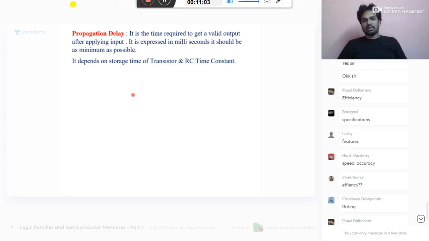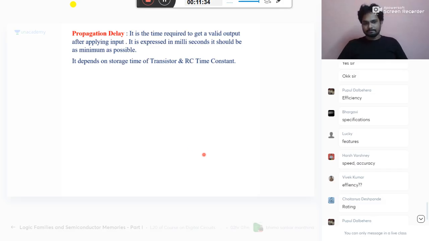Similarly, the load will have some capacitance and resistance. This charge or discharge will require some time. That is why you need to charge and discharge. So if you want to make it 1, you need to charge it. If you want to make it 0, you need to discharge it. So all this process requires some time. It may be in nanoseconds or milliseconds, doesn't matter, but it requires some time.